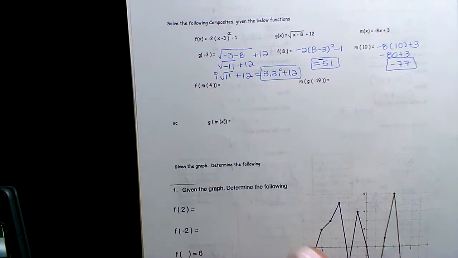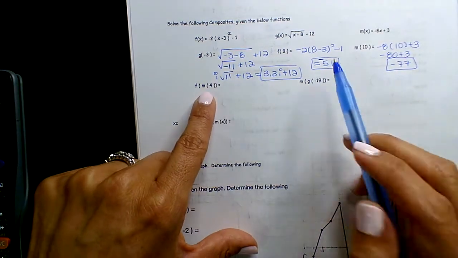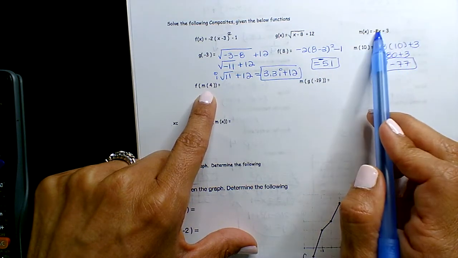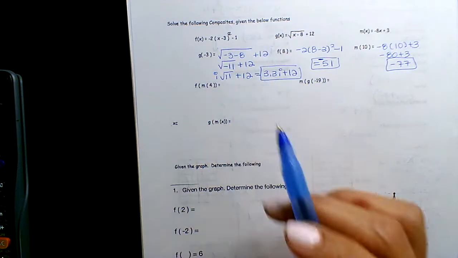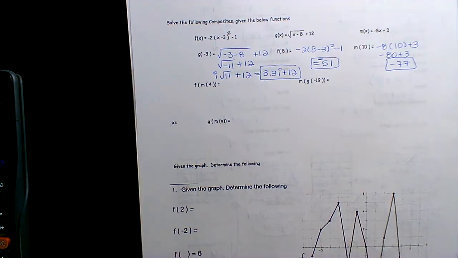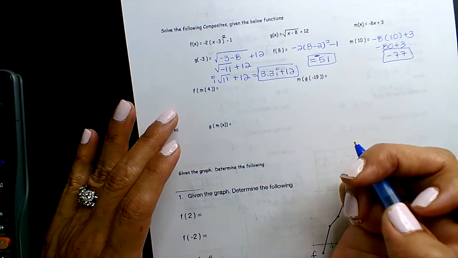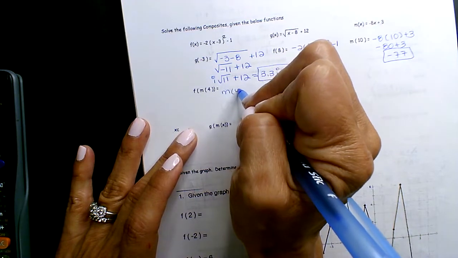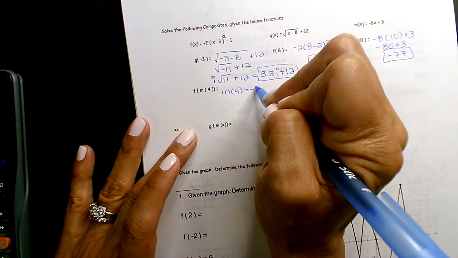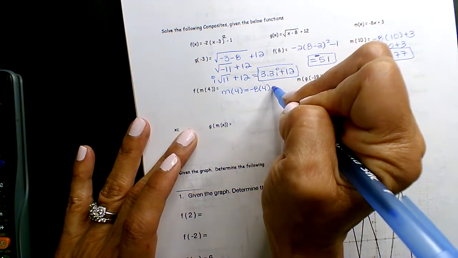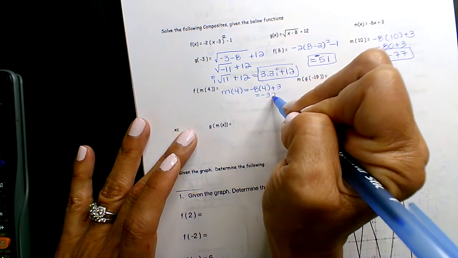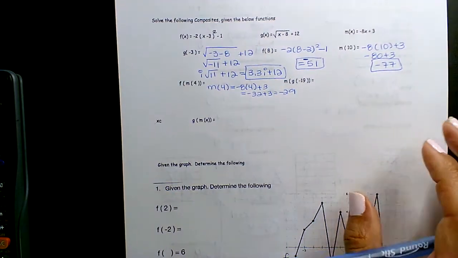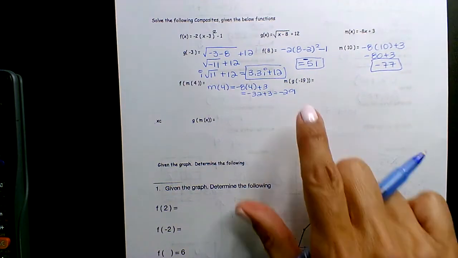Okay, f of m of 4: you're going to take the 4, plug it into the m function, and then whatever that number is, you're going to throw it into the f function. Some of you wrote it in one shot, which is fine. You can throw it all in your calculator, but let me just do m of 4 for the sake of the video. Negative 8, 4 is for x, substitute it. I get negative 32 plus 3, so I get negative 29.